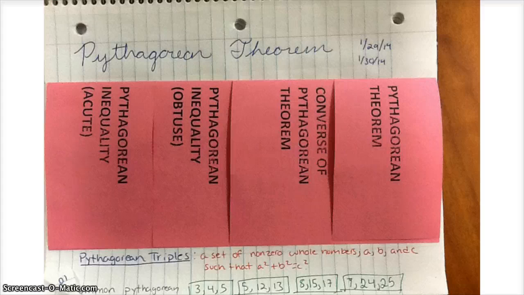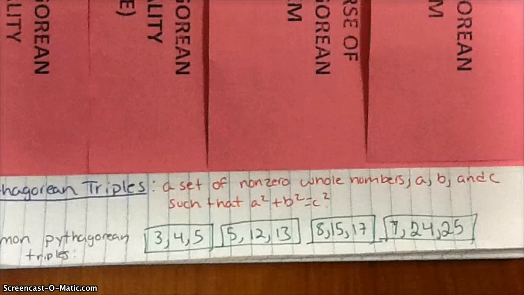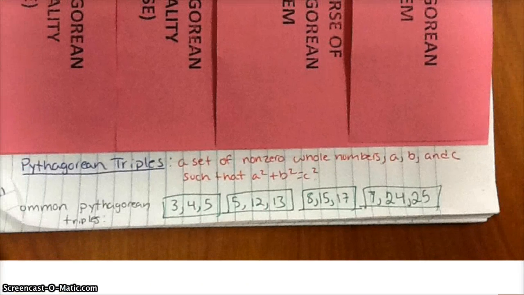Okay, this is going to be glued down on page 9 of your spiral. One little thing I need to make sure you understand is Pythagorean triples. Pythagorean triples are a set of non-zero whole numbers, A, B, and C, such that A squared plus B squared equals C squared. It's just a fancy way of saying that it has to be all whole numbers, so no decimals, no radicals, and that it has to be a right triangle.